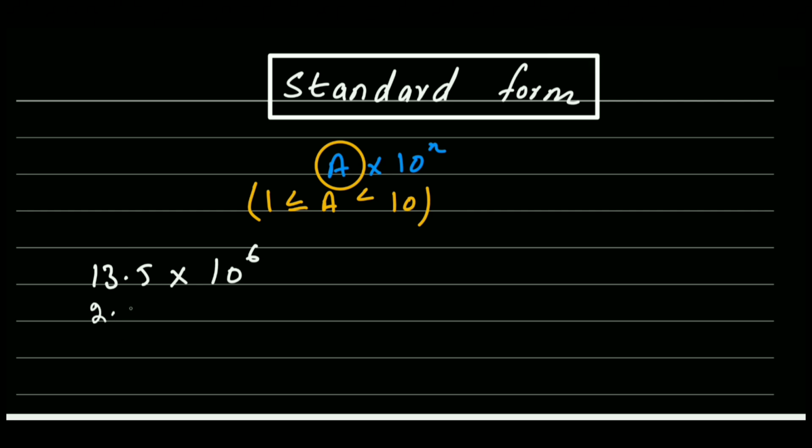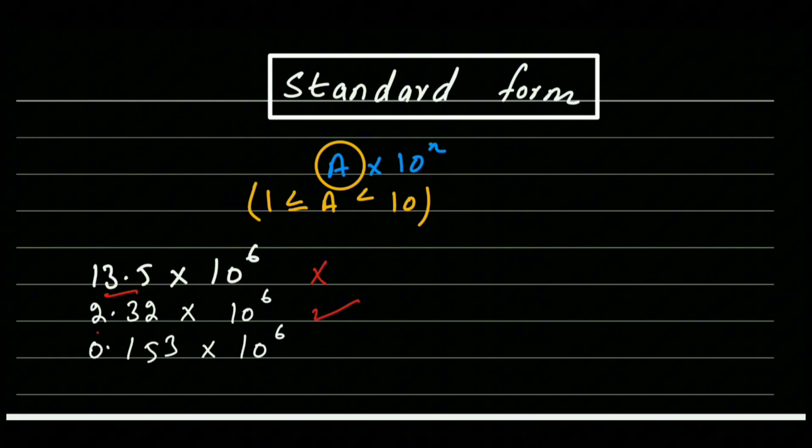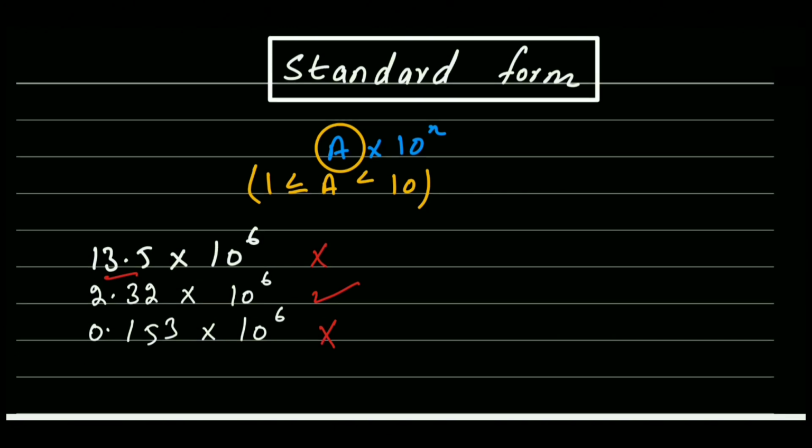So let's do some more examples. 2.32 multiply 10 raised to power 6. So this is the standard form, and 0.153 multiply 10 raised to power 6. So this is not a standard form because A is not within the given range. The first is the standard form because A is within that range, and 0.153 is not standard form because this is less than 1. It should be greater than 1.